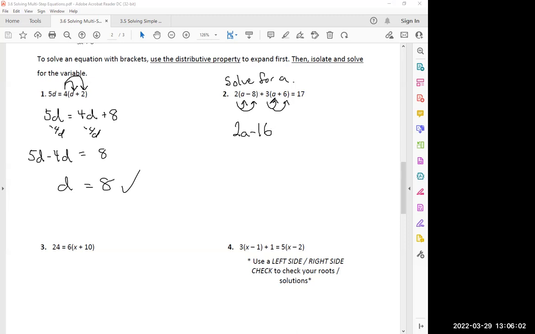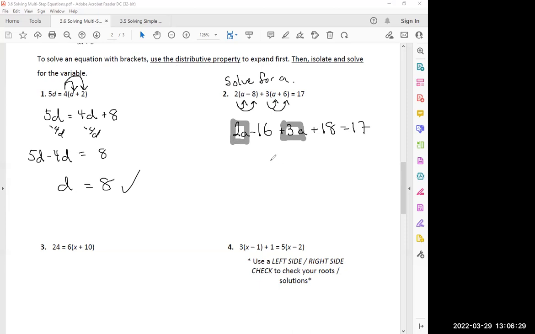Negative 16, good. And then? Good. And then? Good. Equals 17. Okay. Next. I want all the variables on one side, which I do already. I don't want the negative 16 plus 18 on the left side. I want them both on the right side.